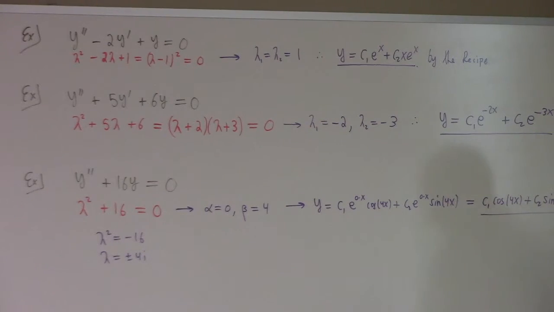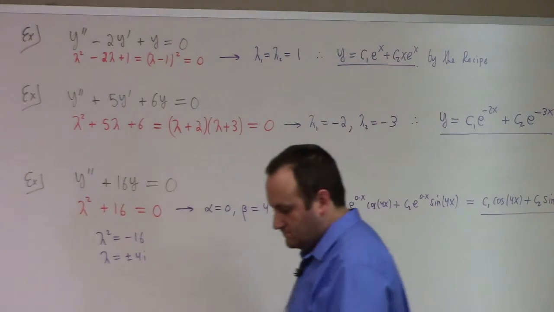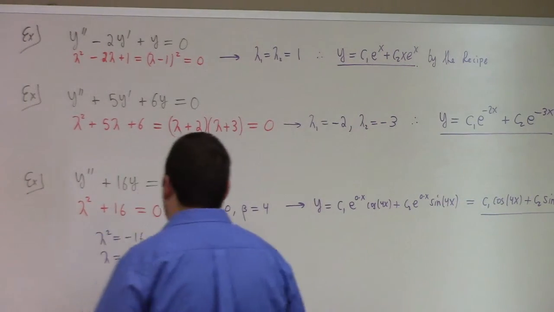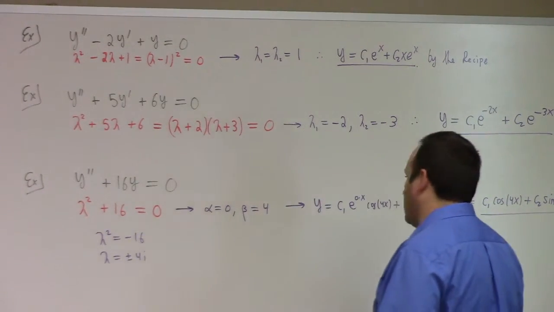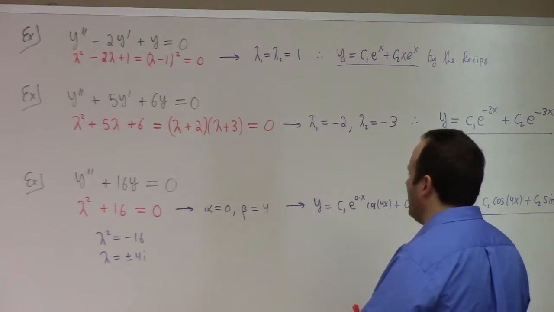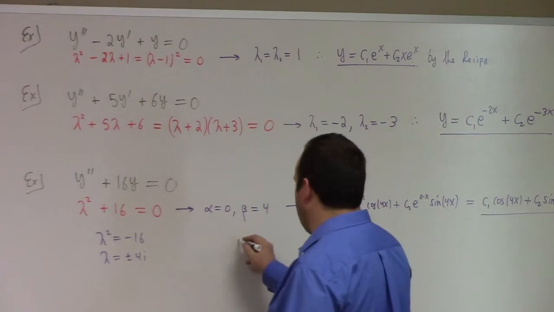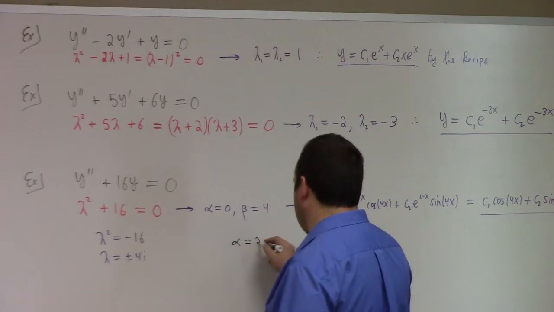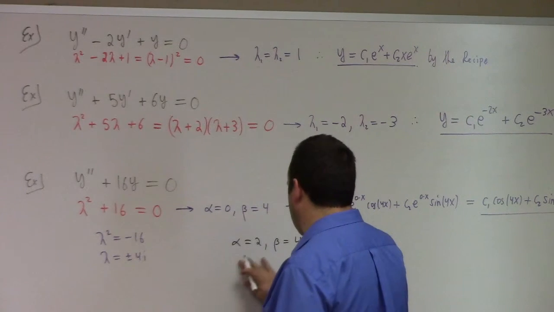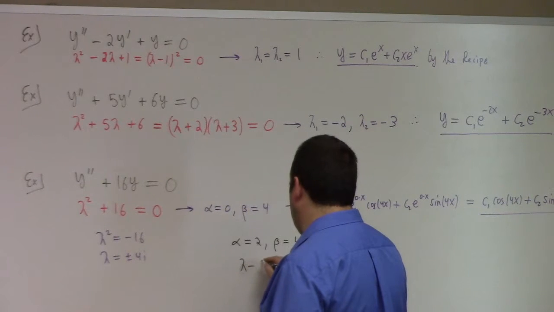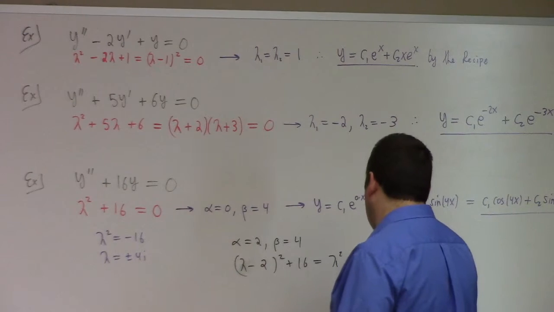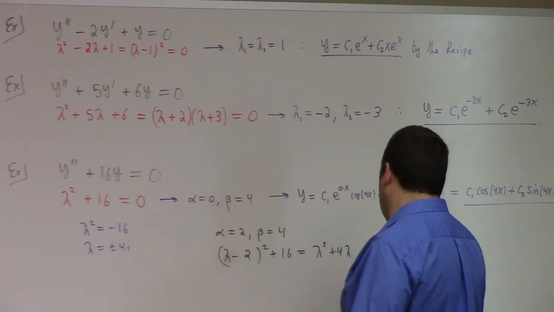Okay. So if alpha equaled 2, then it would be e to the 2x? If there was an alpha equals 2 here, let's see. So you want alpha equals 2 and beta equals 4? Yeah. That would come from lambda minus 2 quantity squared plus 16, which would have been lambda squared minus 4 lambda plus 20.